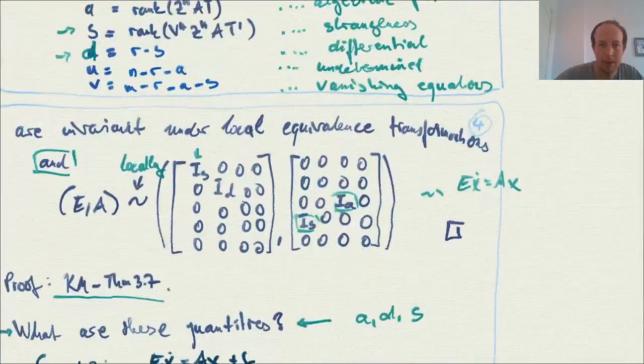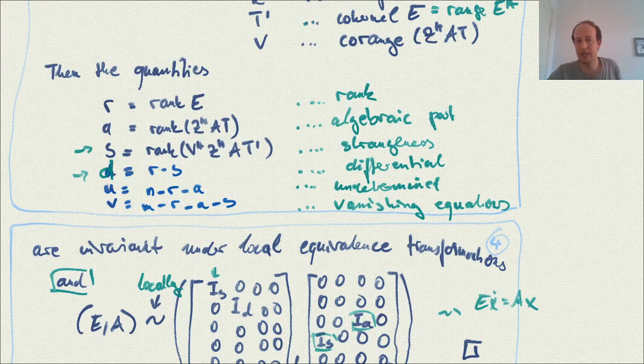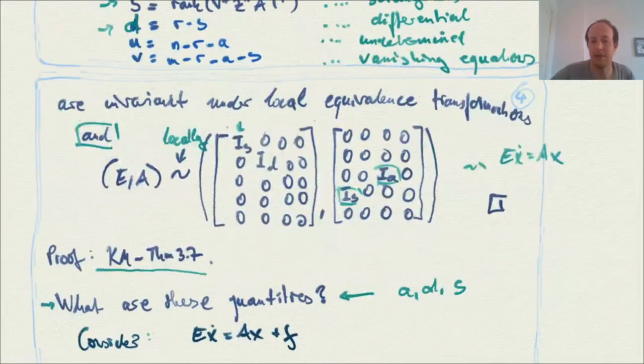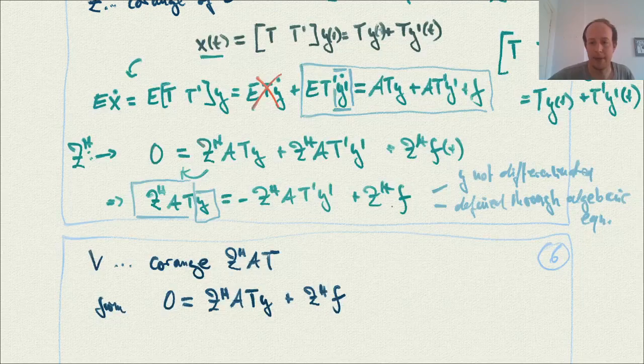And let us go back to the theorem. So Z^H A T, if this is full rank, then that's all of it. If this is not full rank, then there will be some undefined or vanishing equations in there, but the rank of that will define the algebraic part of this equation. Okay, that's the algebraic part.